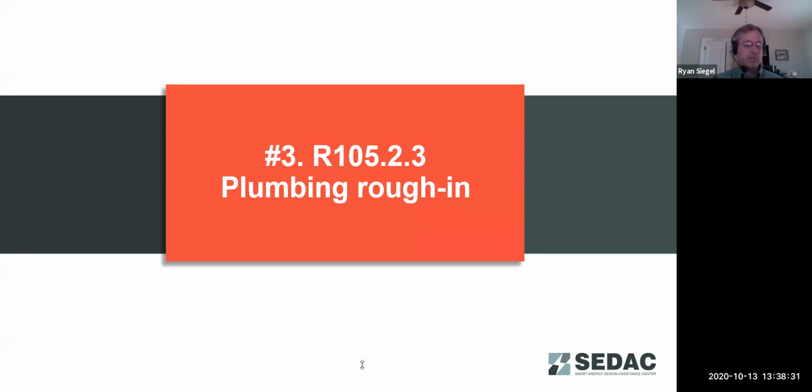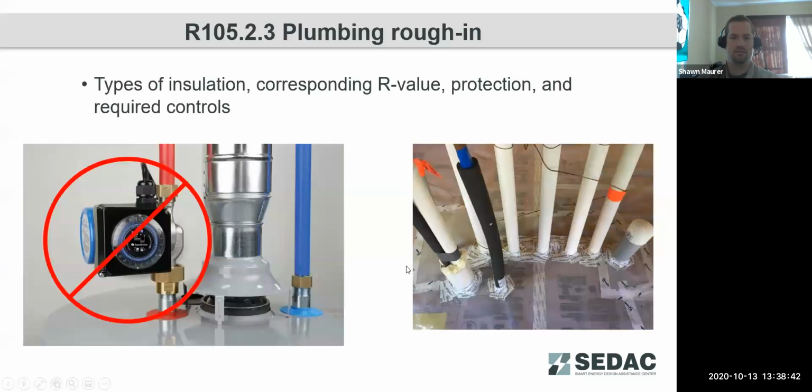With that, I'll turn it over to my colleague to take us through plumbing and mechanical. Okay, thank you, Ryan. First, we're going to cover the plumbing rough-in inspection requirements. For the plumbing rough-in, you need to be checking types of insulation on hot water piping and any refrigeration piping within the building, the corresponding R value for that insulation, that the insulation is protected, and that the proper controls are installed for those plumbing systems.